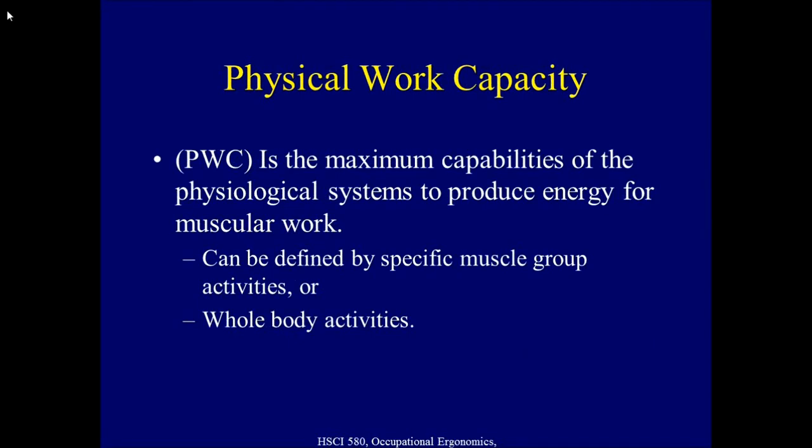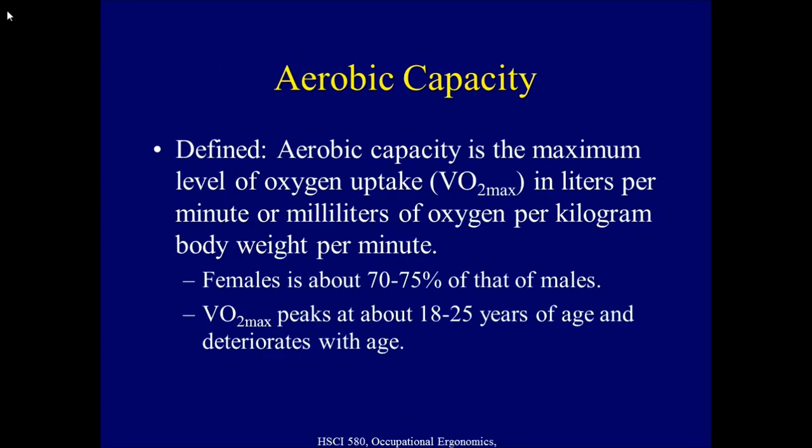The physical work capacity is the maximum capability of the physiologic systems to produce energy for muscular work. This can be defined by specific muscle groups or activities, or whole body activities. When we look at aerobic capacity, we look at the maximum level of oxygen uptake in liters per minute or milliliters of oxygen per kilogram body weight per minute. For females, it's about 70 to 75% of that of males. As I discussed earlier, this is about the cross-sectional area of muscles, where the males' cross-sectional area is greater than that of females, and as a result you're going to have this scaling issue where females are usually going to be found in just about every category of strength, including aerobic capacity, at about 2/3 that of males. VO2 max peaks between 18 and 25 years of age and deteriorates as you go up from there.